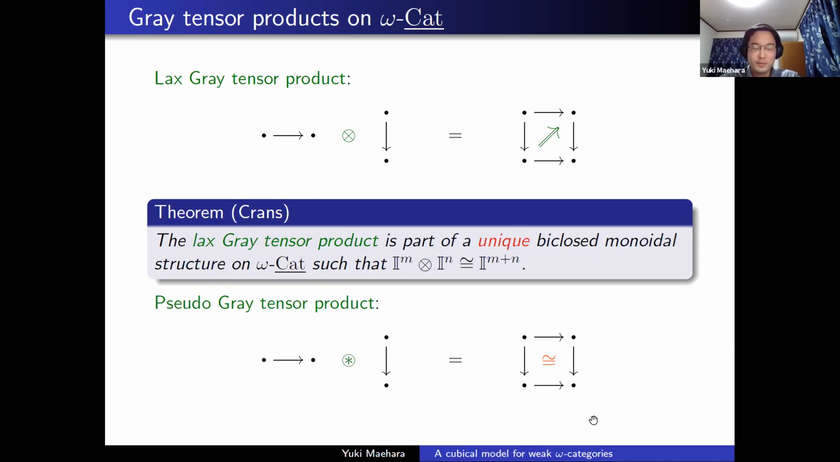So this is the Lax Gray tensor product, and the pseudo version, at least on 2cat, is the sort of product we have. Instead of a square with a 2-cell, we get a square with an invertible 2-cell. And this is a sort of homotopical replacement of the Cartesian product, I guess. Instead of the usual equality in the Cartesian product, we have an isomorphism in the middle.